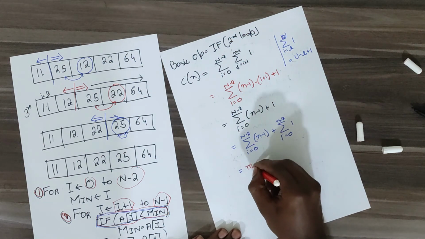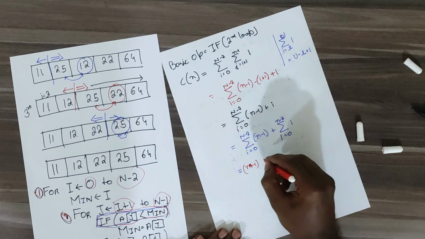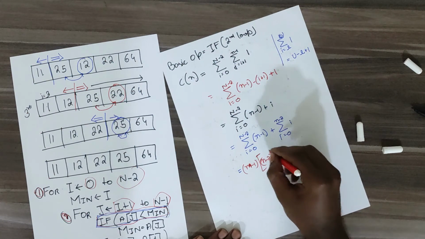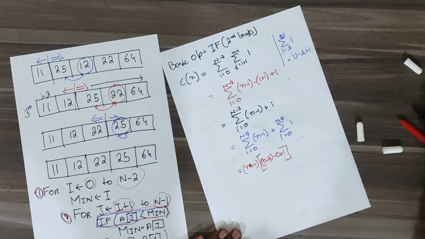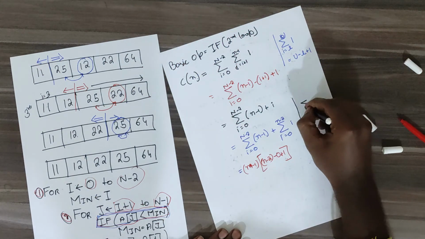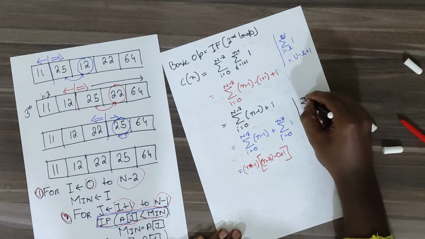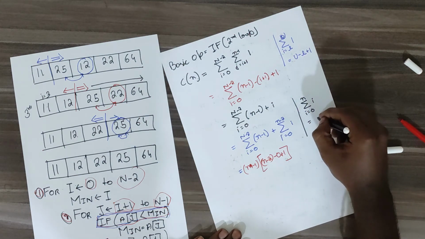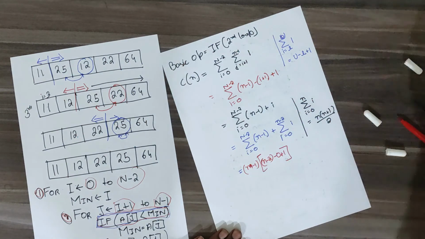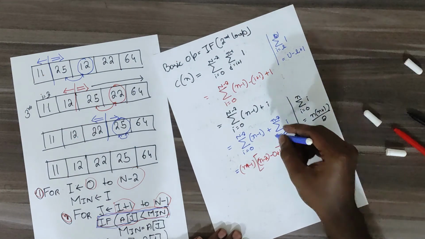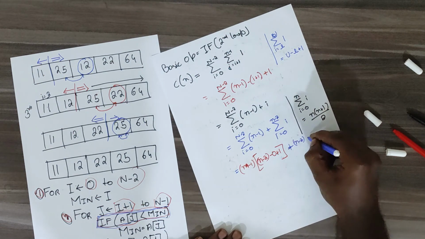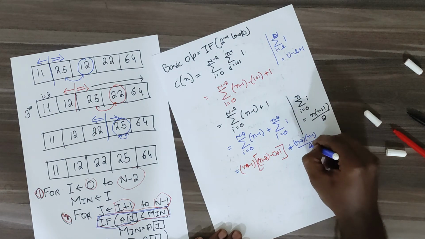We can also write, taking n minus 1 outside the sigma, the previous formula n minus 2, that is upper bound minus the lower bound plus 1. For the second part of this equation, we know sigma i equals 0 to n of i equals n into n plus 1 by 2. This is nothing but the sum of n numbers in a series. So here, since it is n minus 2, it would be n minus 2 into n minus 1 divided by 2.